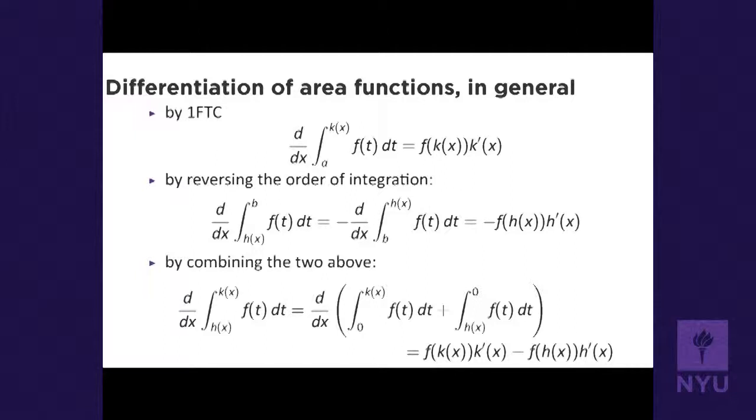Okay, if you have both at the same time, you're integrating between two functions, then you can actually split the difference. One of them is the integral from 0 to k of x and apply the first rule. The other one is the integral from h of x to 0 and apply the second rule. The derivative of the first one is f of k of x times k prime of x. The derivative of the second one is f of h of x times h prime of x, and you subtract them. If you read other math books, this result here is sometimes known as the Leibniz rule for integrals, or Leibniz's theorem for integrals. But it's essentially first fundamental theorem of calculus taken in two different ways. All right, any questions about that?